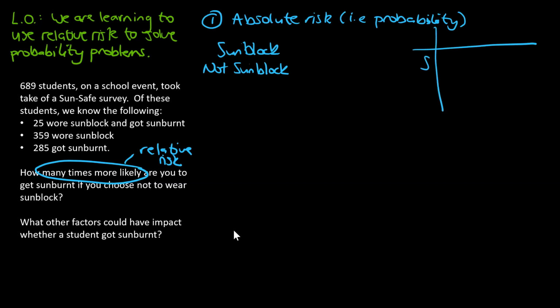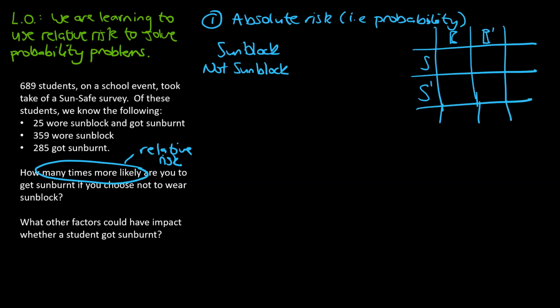So let's say sunblock, not sunblock, and then we'll do B for burnt, and then not burnt. And then from there, we should be able to find out the probability. So we know that there were 689 students in total. We know 25 wore sunblock and got sunburnt, so that's both of them, so that's 25 in here. 359 wore sunblock, so that's the sunblock total there, and 285 got sunburnt, and that would be the total down here.